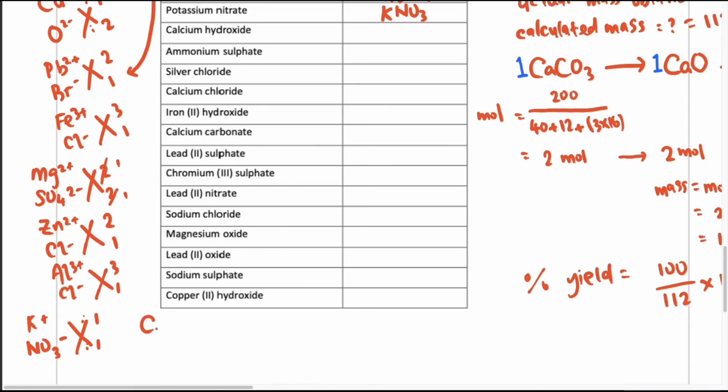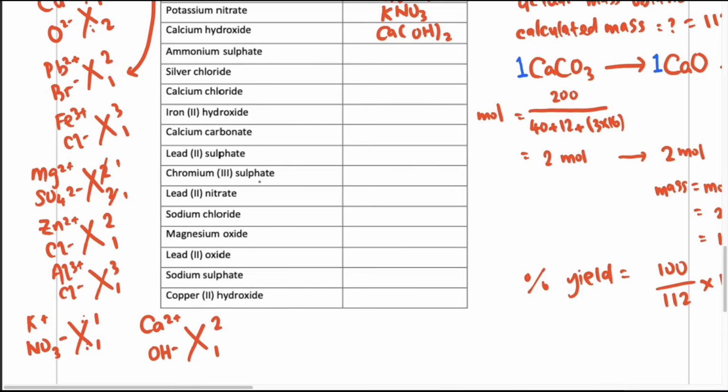Then calcium hydroxide. Calcium is Ca2 plus and hydroxide OH negative. 2, 1. Ca(OH)2. So we have to put bracket when there is more than 1 element in the ion, and it takes multiple ions, then you put bracket.